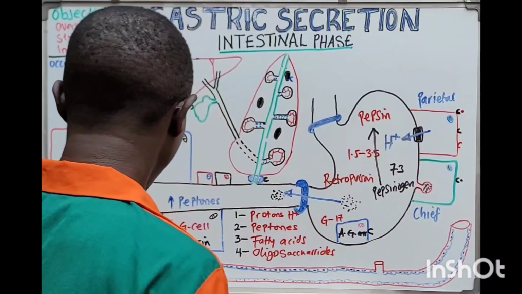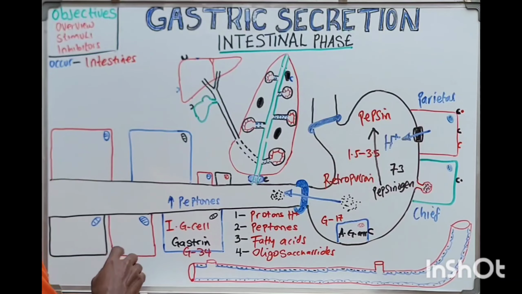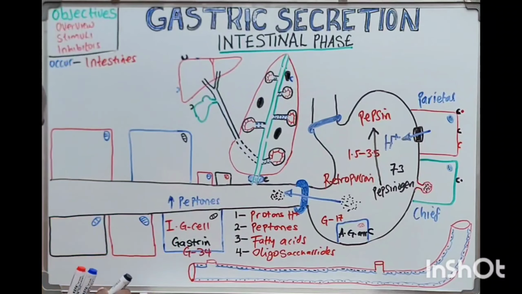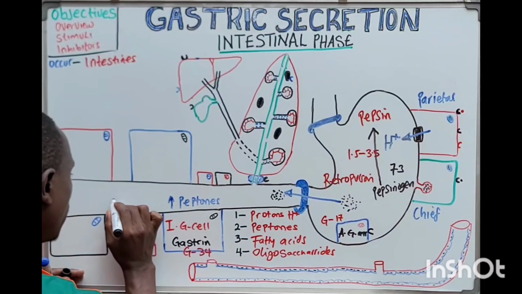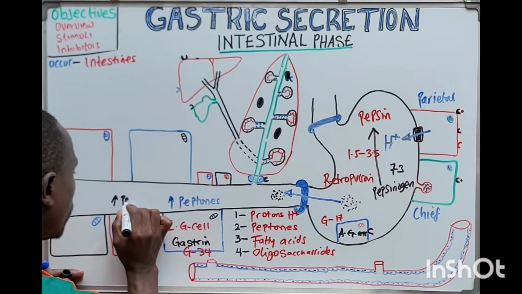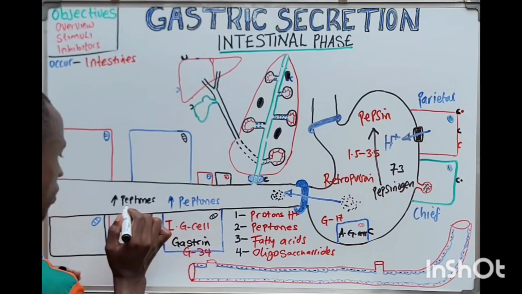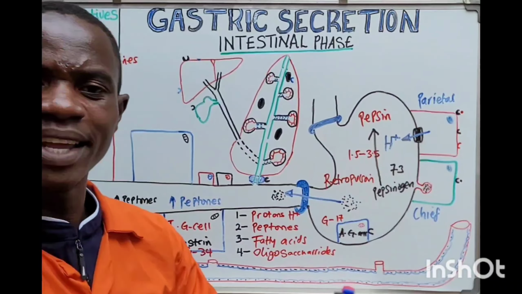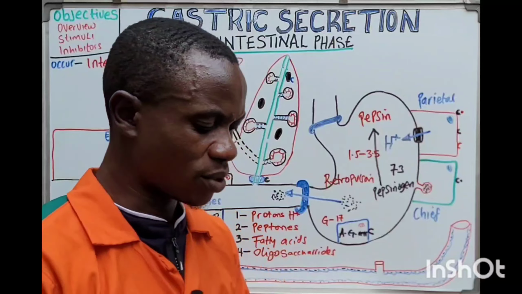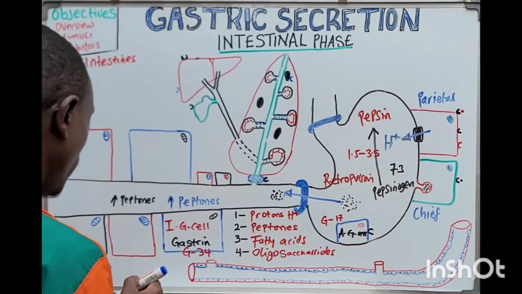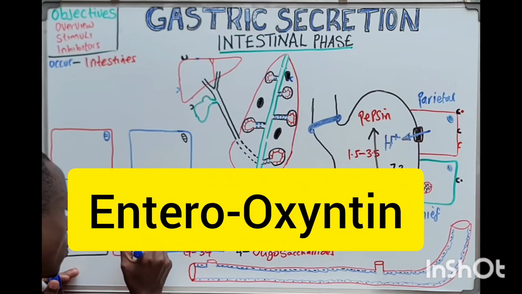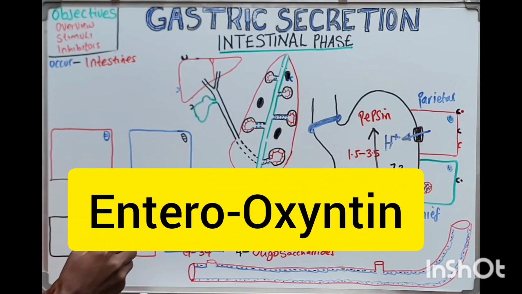Okay. Then we also have another cell. They don't even know its name up to now, but this cell is super sensitive also to high levels of peptones. When peptones come on this endocrine cell, it releases one of these molecules. You know how this molecule is called? This molecule, which is going to be released by this cell, is what we call enteroxythin.